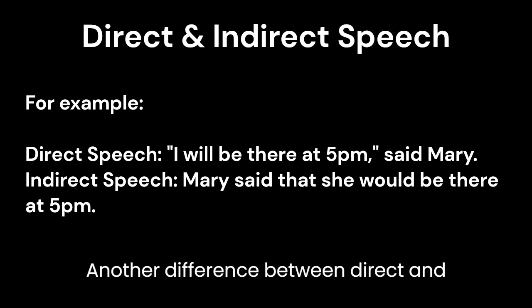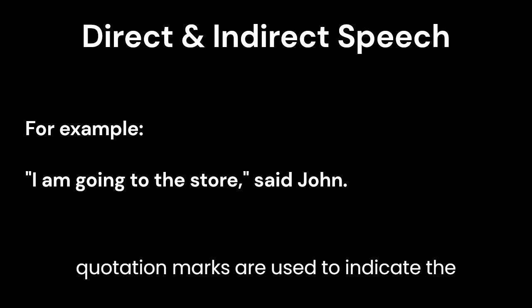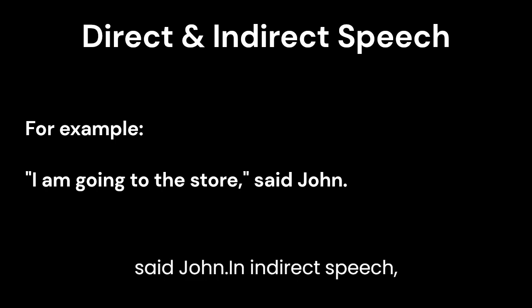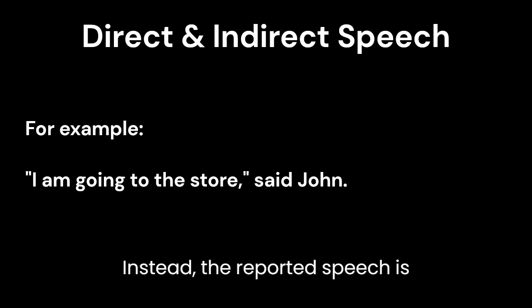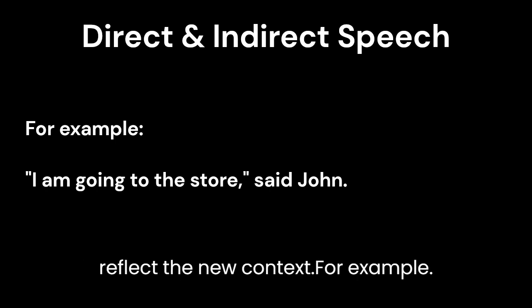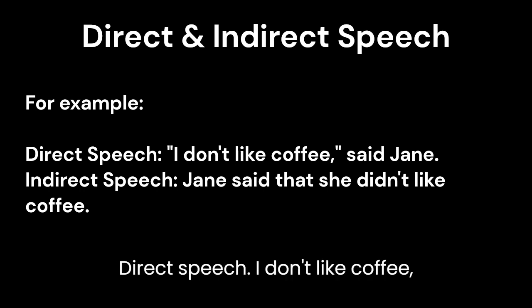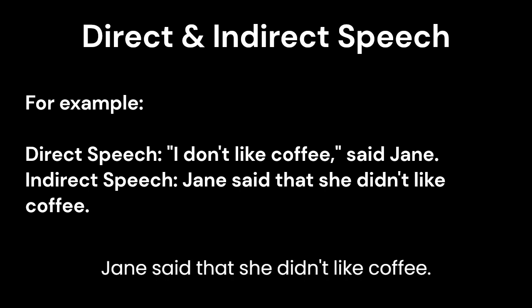Punctuation. Another difference between direct and indirect speech is the use of punctuation. In direct speech, quotation marks are used to indicate the beginning and end of the direct speech. For example, "I am going to the store," said John. In indirect speech, however, quotation marks are not used. Instead, the reported speech is introduced with a reporting verb and the tense and pronouns are changed to reflect the new context. For example, direct speech: "I don't like coffee," said Jane. Indirect speech: Jane said that she didn't like coffee.